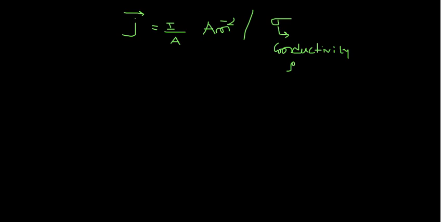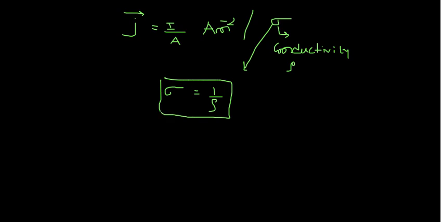Therefore, conductivity is the reciprocal of resistivity. We can define conductivity sigma as the reciprocal of resistivity. This is how you can write it: sigma is equal to 1 by rho.